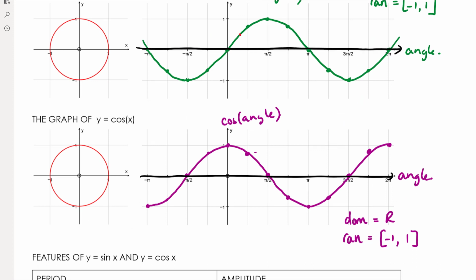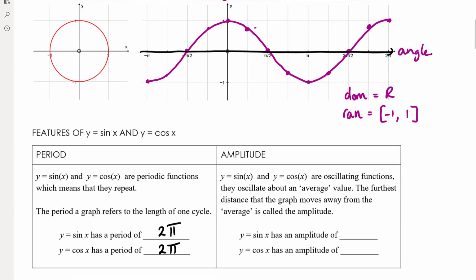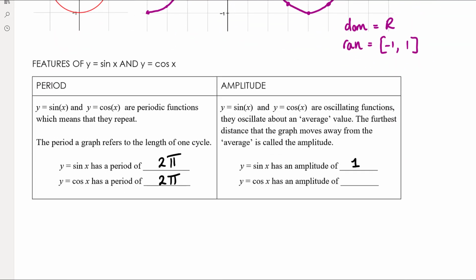The amplitude of an oscillating function is the maximum distance that you travel away from that central axis. So we go up by 1 and then down by 1. We go up by 1 and then down by 1 relative to the x-axis. So our amplitude is 1. Same for both the cos and the sine curves. So amplitude of 1, amplitude of 1.